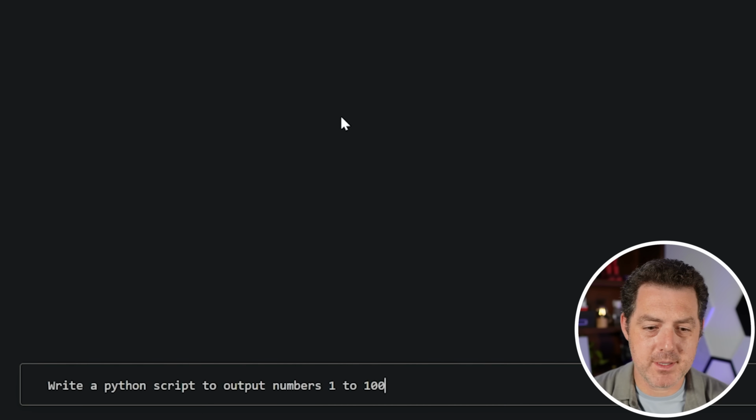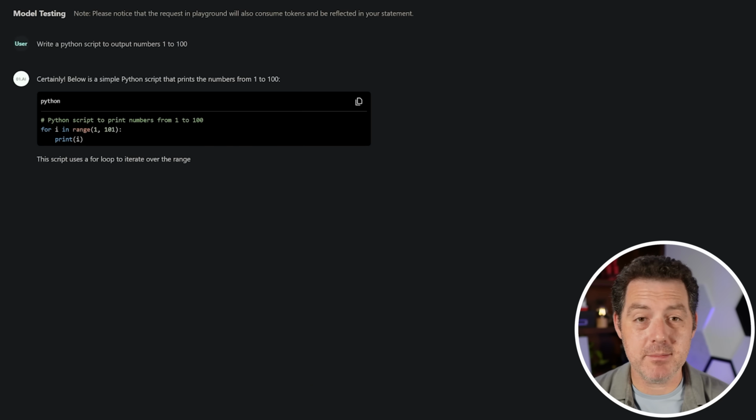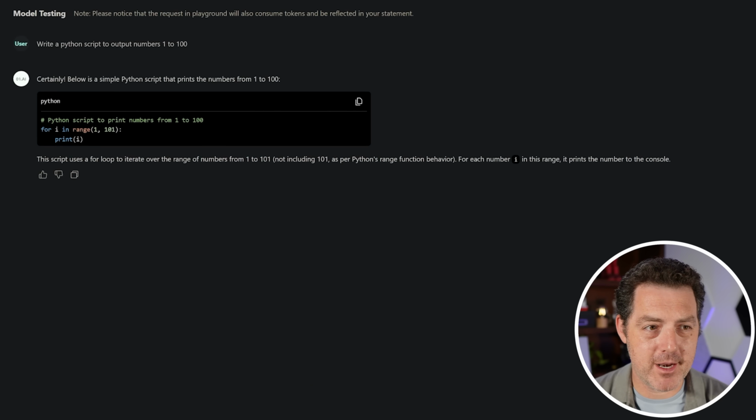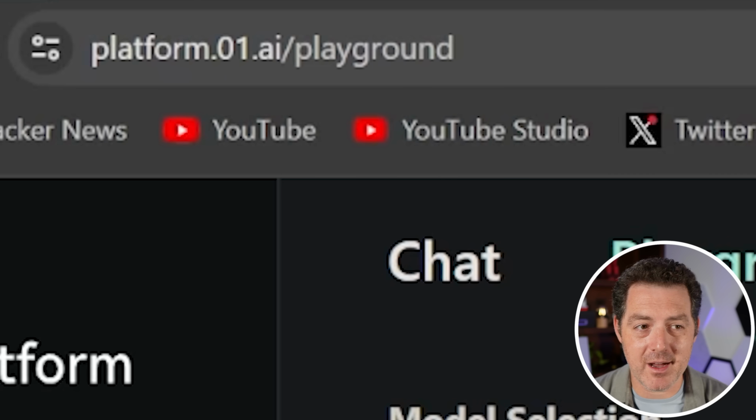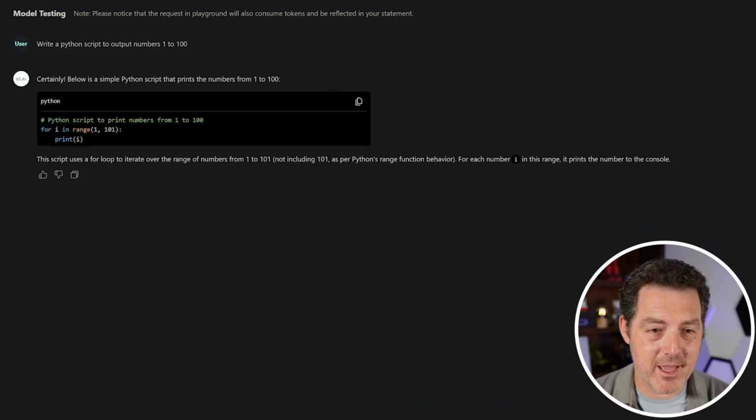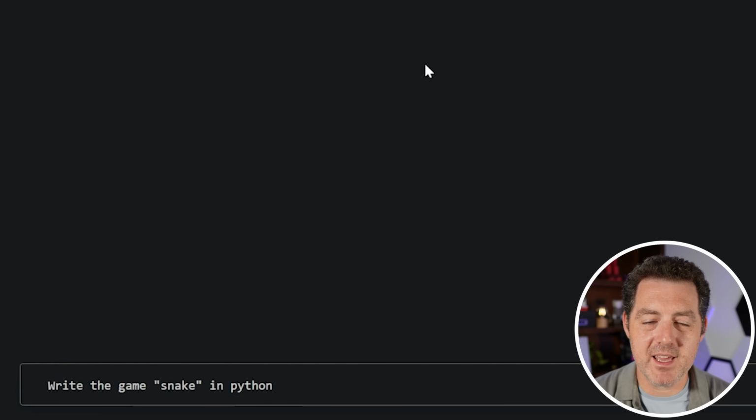First, write a Python script to output numbers 1 to 100. And I'm testing this all for free with the free credits, platform.o1.ai/playground. All right, and the first one, nicely done. That is a pass.